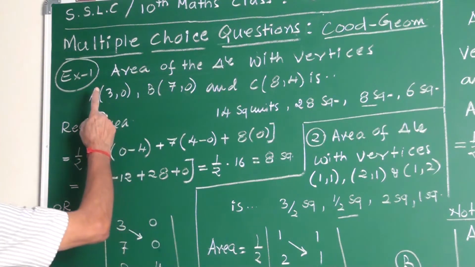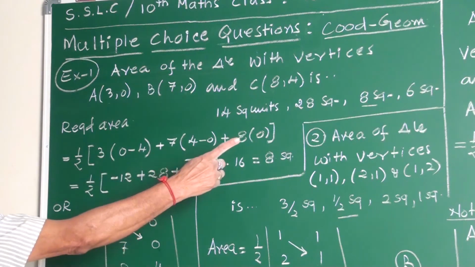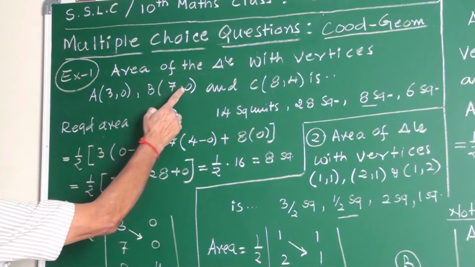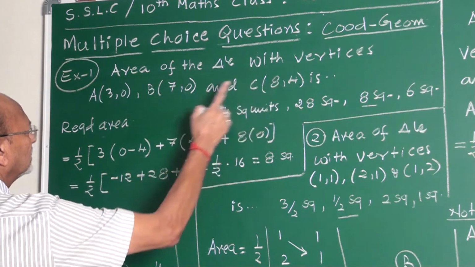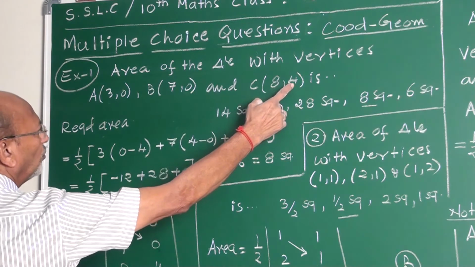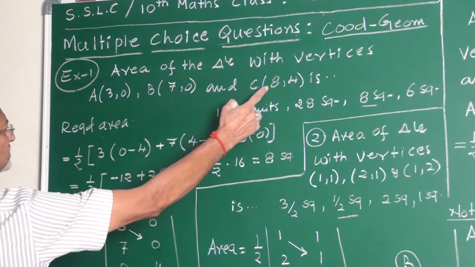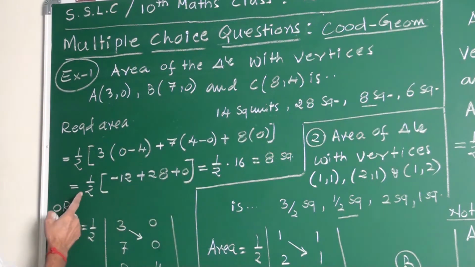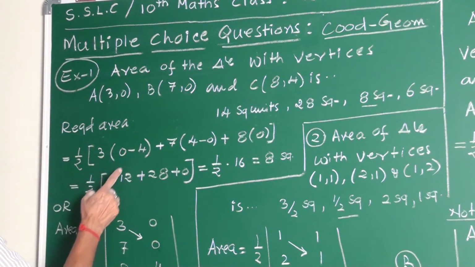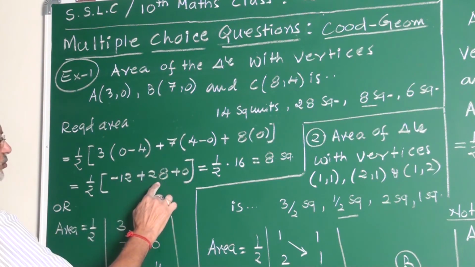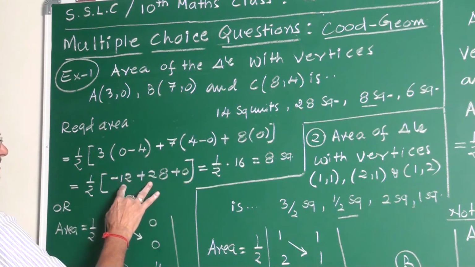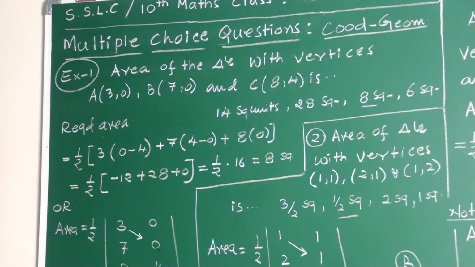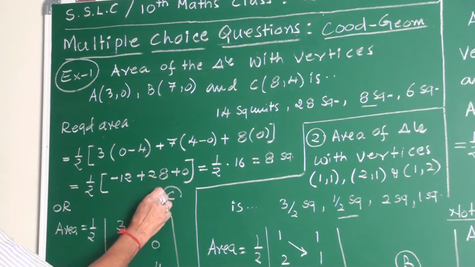Area of the triangle with these vertices, I am applying the formula: half into x1 into y2 minus y3 plus x2 into y3 minus y1 plus x3 into y1 minus y2. Simplify: half into 3 into minus 4 plus 7 into 4, 28, this is 0 itself, plus 16, 8 square units. Option C is the answer.